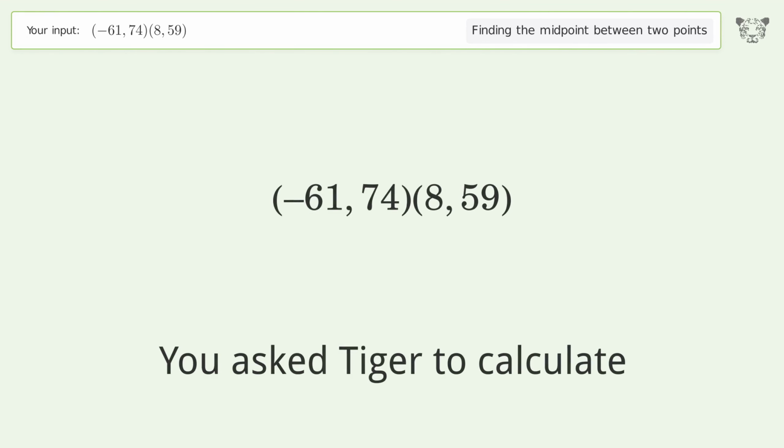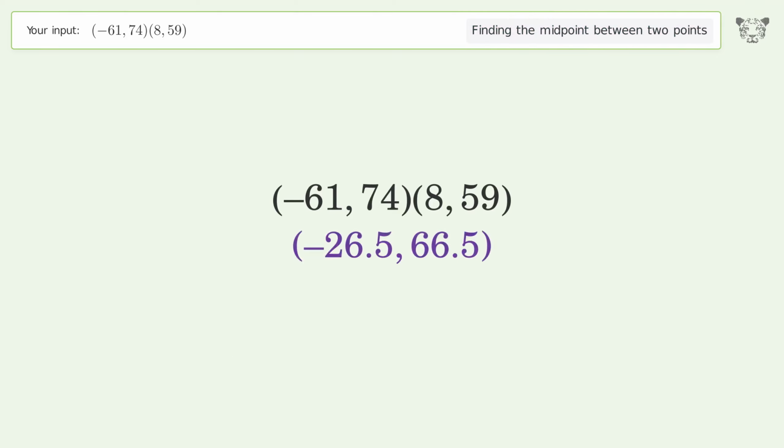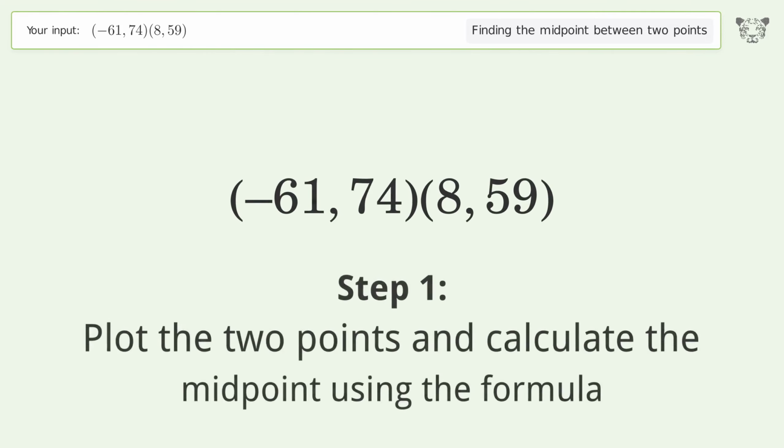You ask Tiger to calculate. This deals with finding the midpoint between 2 points. The midpoint between the 2 points is negative 26.5, 66.5. Let's solve it step by step. Plot the 2 points and calculate the midpoint using the formula.